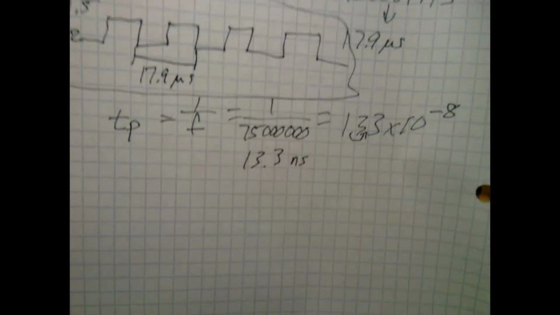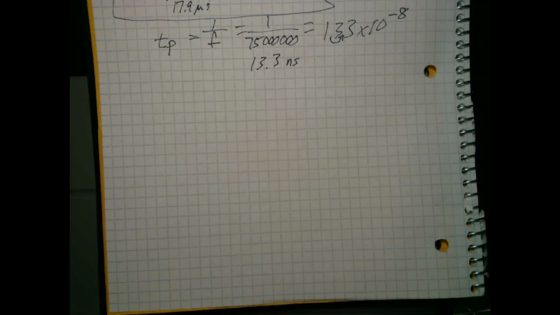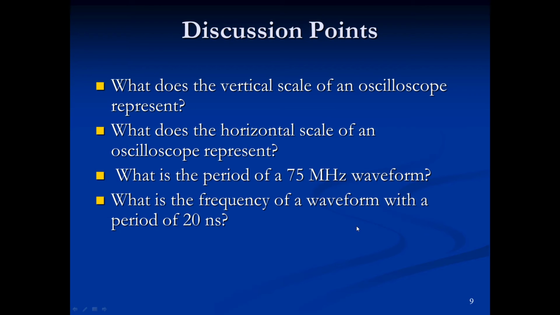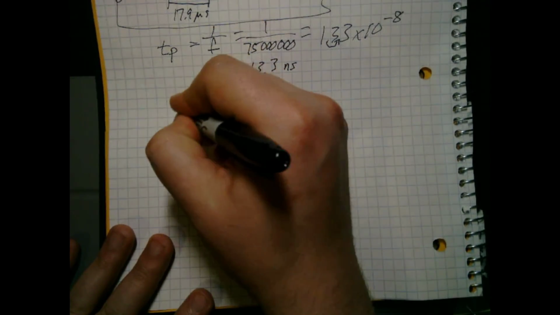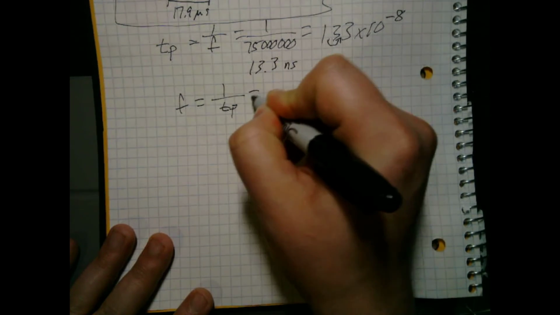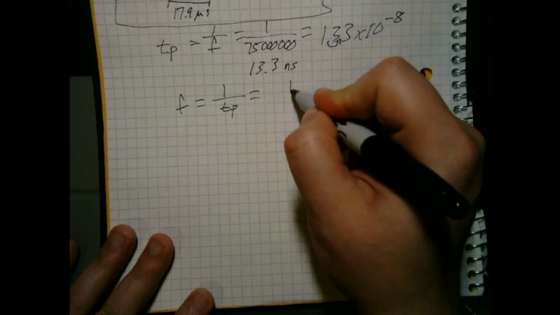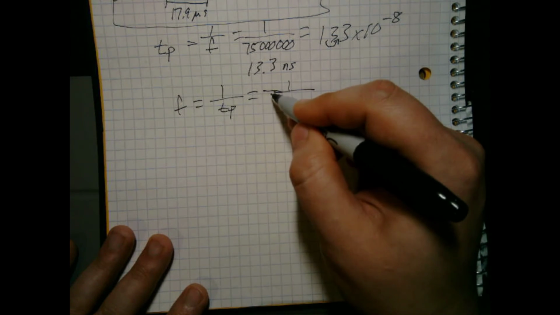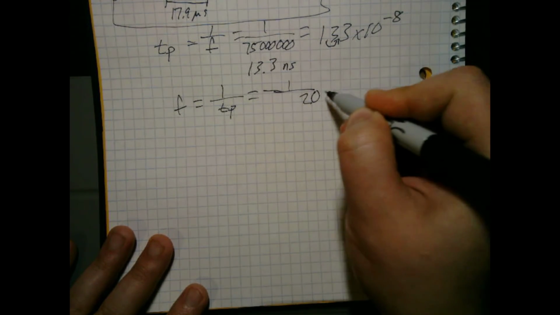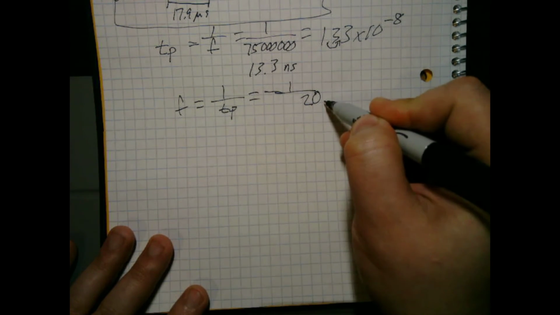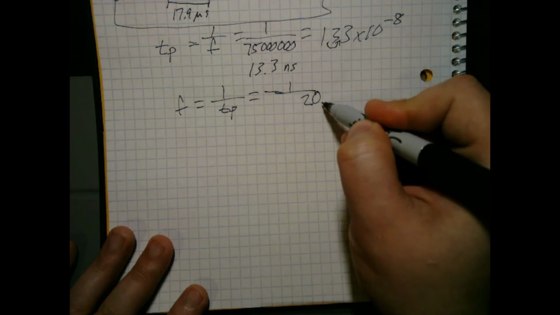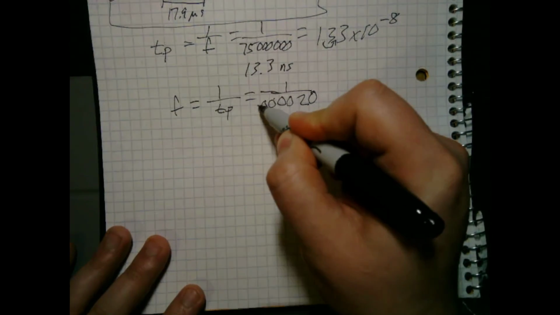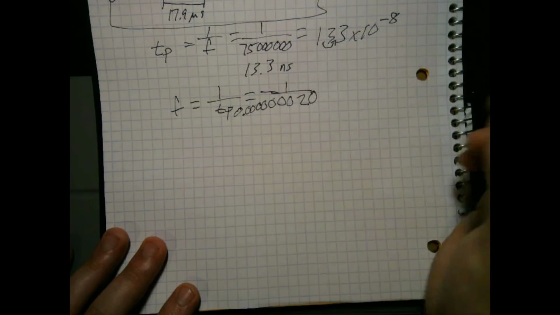So then the next question, the last one, asks us about the frequency of a waveform with a period of 20 nanoseconds. So really it's the same kind of calculation, but we're doing the opposite formula. Frequency equals 1 over the period. So they give us the period of 20 nanoseconds. 20 nanoseconds means we'll have to take the decimal place that's here and go left 9 times: 1, 2, 3, 4, 5, 6, 7, 8, 9. That many seconds.